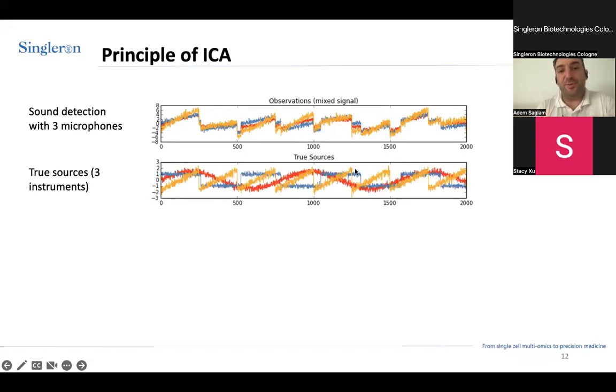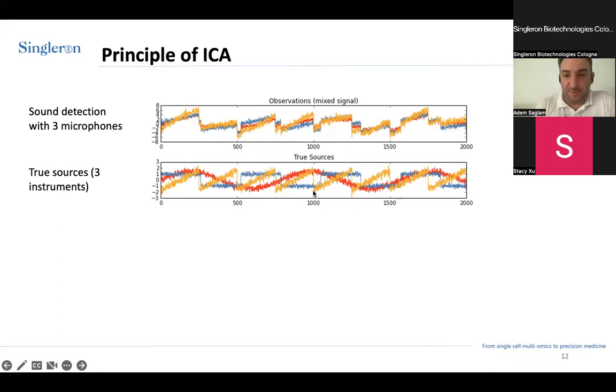So these are the true sources. Each of these instruments would have this kind of signal. Okay, it's just a simulation. Let's imagine that you have instrument one that is red, instrument two that is this yellow curve, and instrument three that is this blue square-shaped curve.